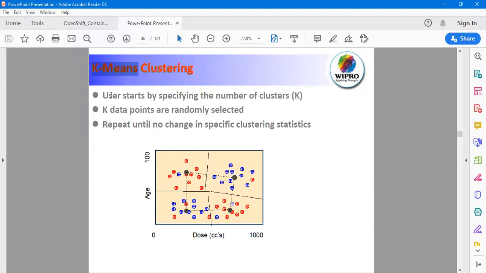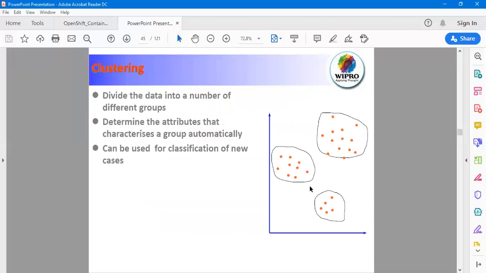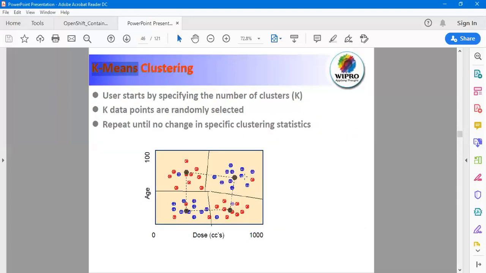So what does k-means do? It starts by specifying the number of clusters. You cannot have infinite clusters, so generally k-means has 3 clusters. You can have k equal to 3. The cluster number is equal to 3, and the members in these clusters, k data points, are randomly selected. Repeat until no change in specific clustering statistics.